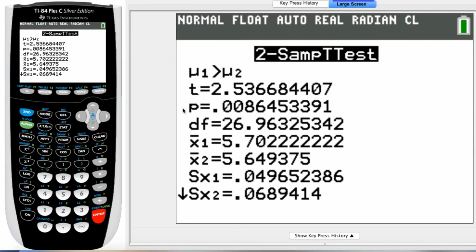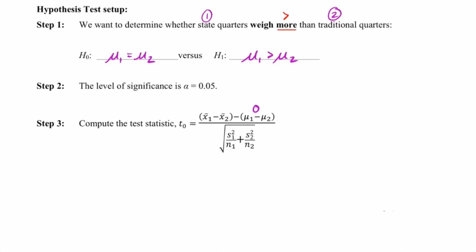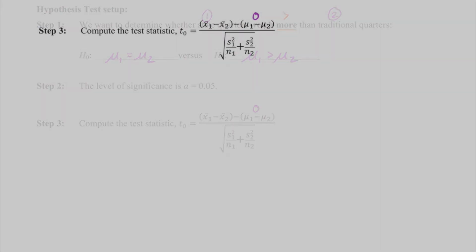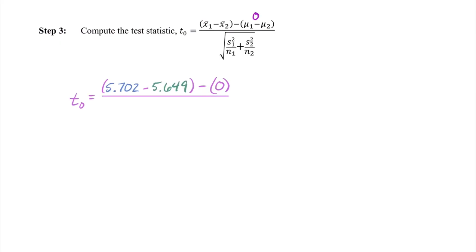But right now we're working with a free response situation where we need to show the math on how to find our t-naught. So this is the information we're looking for: x bar 1, x bar 2, and notice we also have s sub 1 and s sub 2. That is, taking a look back at our notes now, we have the 2 sample means, and we have the values of our sample standard deviations, so we can substitute those values to show that we know how our test statistic is computed. Substituting what we found with the calculator, x bar 1 is approximately 5.702, and x bar 2 is approximately 5.649, and we subtract 0, as previously discussed, which would be the difference between mu1 and mu2.